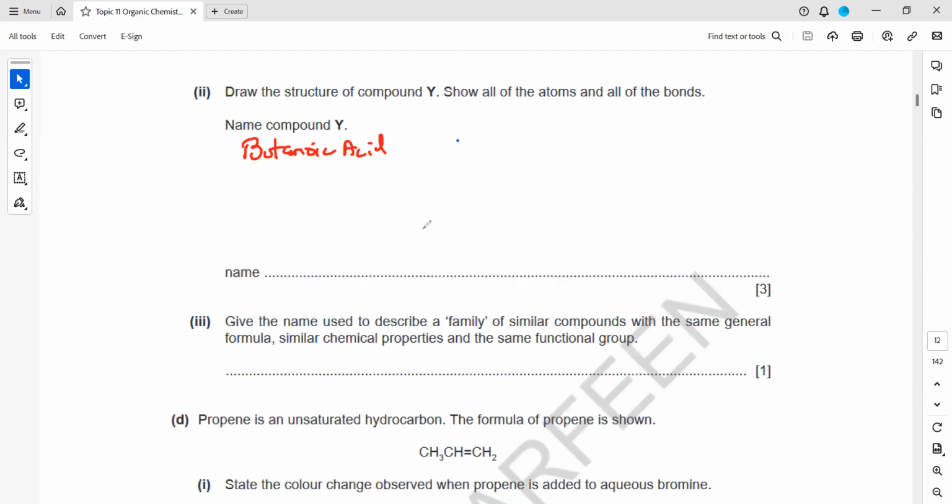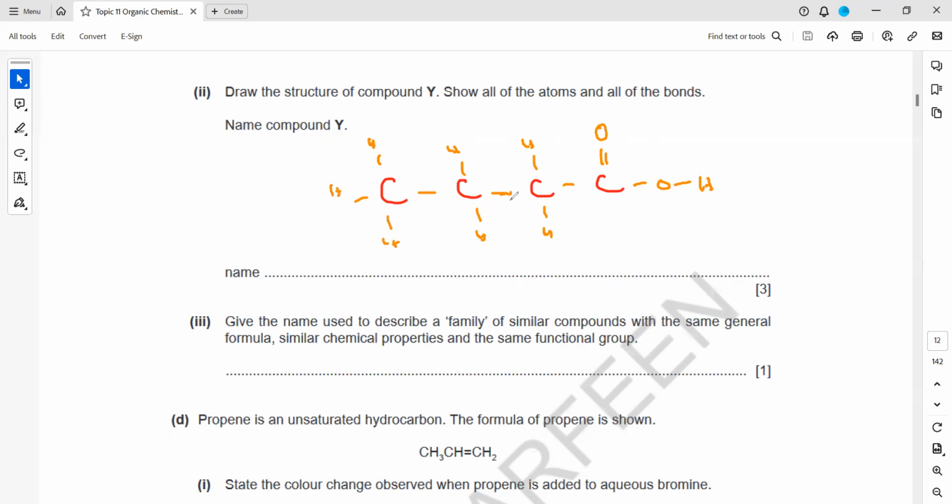Here we have to write the name and then draw the structure of butanoic acid. But means 4 carbon, so first we'll draw 4 carbon atoms. Carboxylic acid means it has C double bonded with O and OH. This will have 2 hydrogen atoms, this will have 2 hydrogen atoms, and this will have 3 hydrogen atoms. So this will be the structure of butanoic acid.